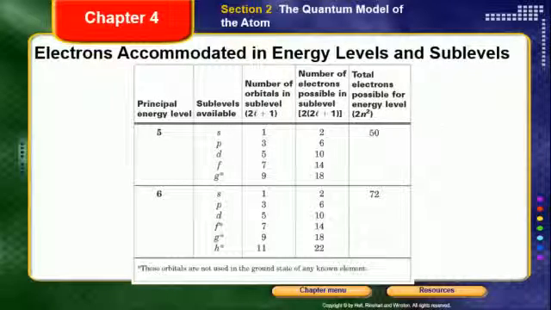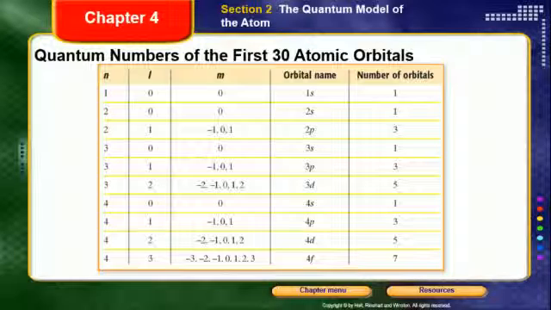And here's the continuation of that first table. We have principal energy level 5 and 6, the exact same type of information that we just saw, just with 2 more principal energy levels. Now we have the quantum numbers for the first 30 atomic orbitals. And here we see the pattern.